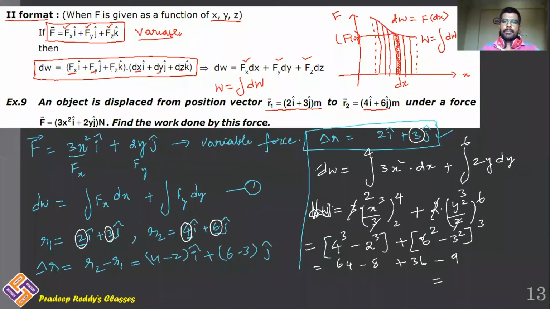Okay, so you integrate dW. If you integrate this, you will be getting net work done. That gives you work done by variable force. So whenever there is a variable force given, you need to understand that it should be integrable. You need to integrate that and find out the answer.